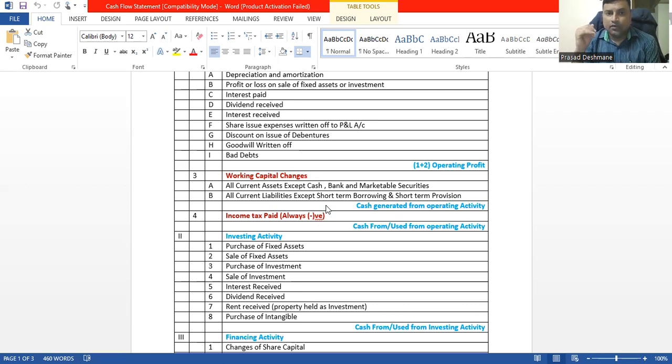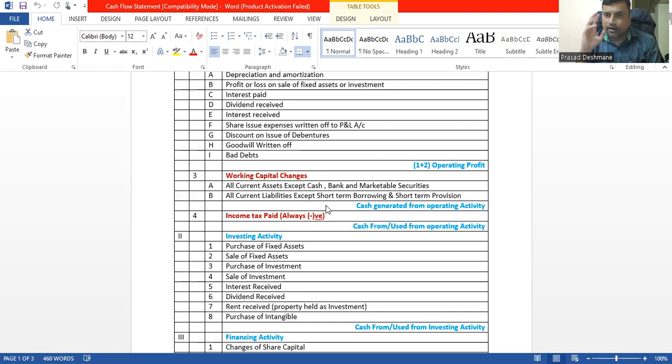Similarly, in the current liabilities also there are some exceptions. We record all current liabilities over here except short-term borrowings. So what do we record in the short-term borrowings? Schedule 3: bank overdraft, cash credit, working capital loan, right? These are short-term borrowings that we exclude, and short-term provision as well. What we used to record in the short-term provision is provision for tax; that also we exclude, correct?